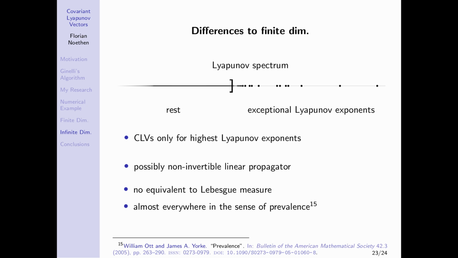Having analyzed convergence of Ginelli's algorithm in finite and in infinite dimensions, I would also like to know what happens in between. So what happens with CLVs, Lyapunov exponents, and also Ginelli's algorithm in the transition from finite to infinite dimensions? I think this would be a nice topic to study, and also it would have relevance to applications.